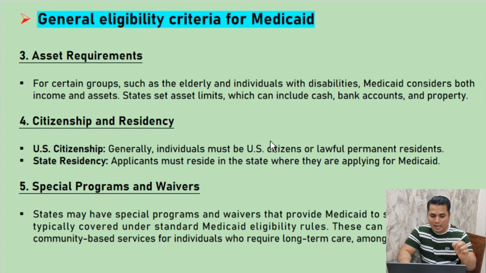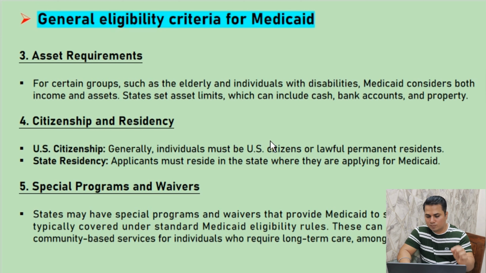Now, number three, asset requirements. For certain groups, such as the elderly and individuals with disabilities, Medicaid considers both income and assets. States set asset limits, which can include cash, bank accounts, and property. Number four, citizenship and residency. US citizenship. Generally, individuals must be US citizens or lawful permanent residents. State residency. Applicants must reside in the state where they are applying for Medicaid.